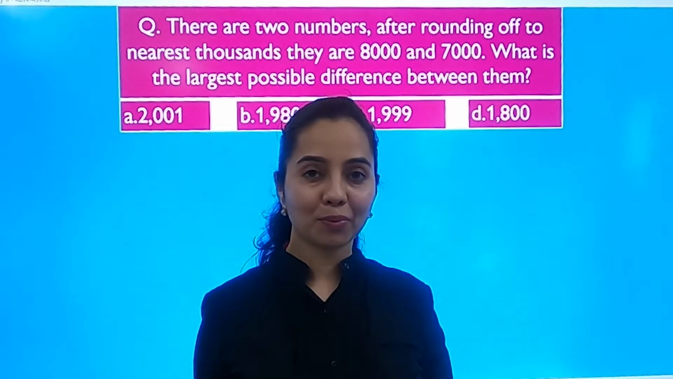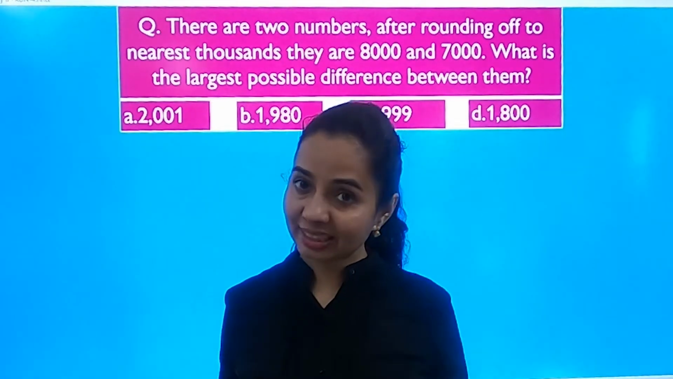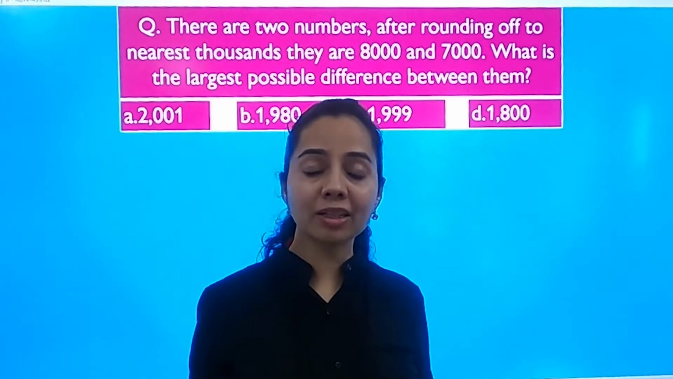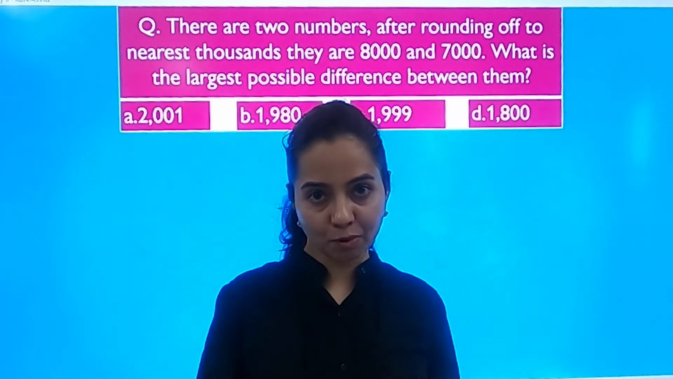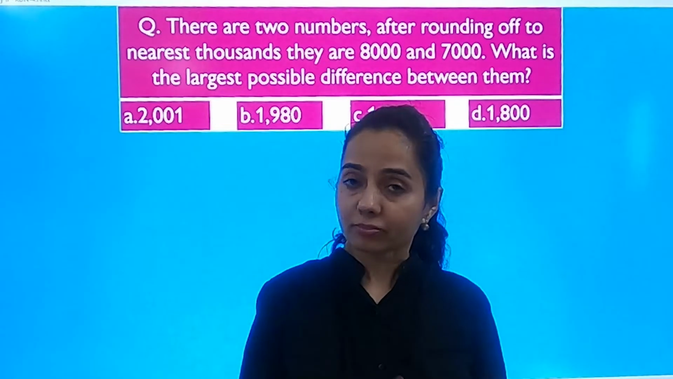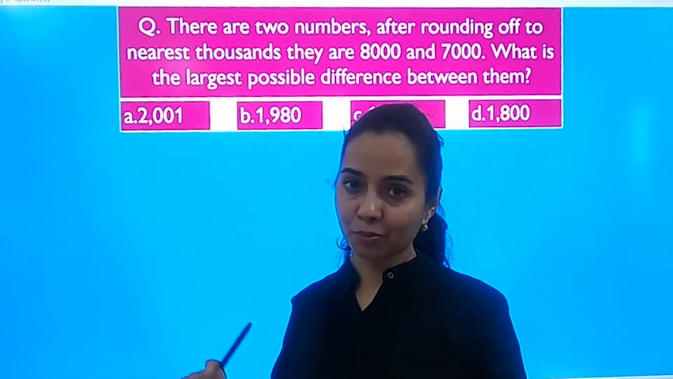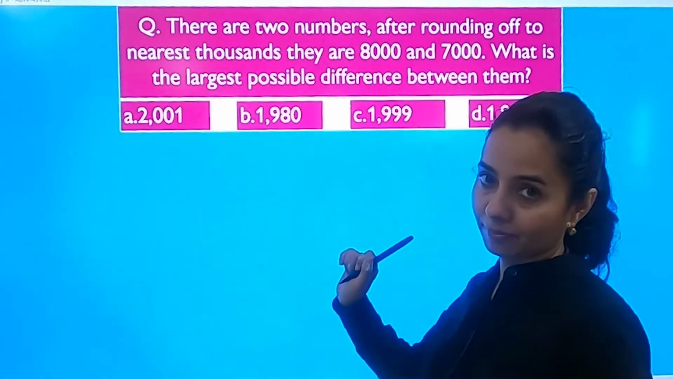Since now you know how to find out the range of numbers which will give a particular number after rounding off, you know how to find out the smallest and the largest number. So now we'll move a step forward with this question. What is this question saying? This is saying there are two numbers.